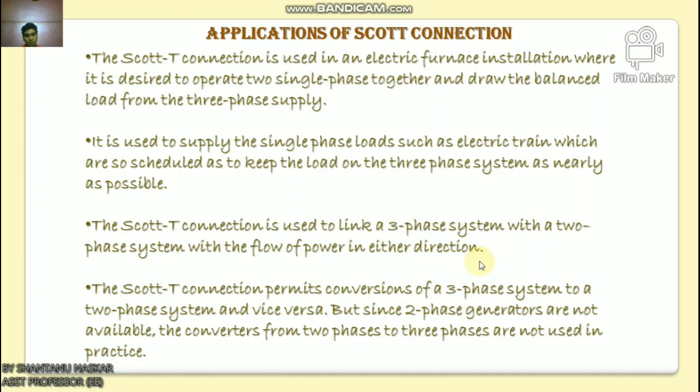And then the Scott connection is used to link a 3-phase system with a 2-phase system with the flow of power in either direction. Now the Scott connection permits conversion of the three-phase system to a two-phase system and vice versa. But since two-phase generators are not available, the converters from two-phase to three-phase are not used in practice.